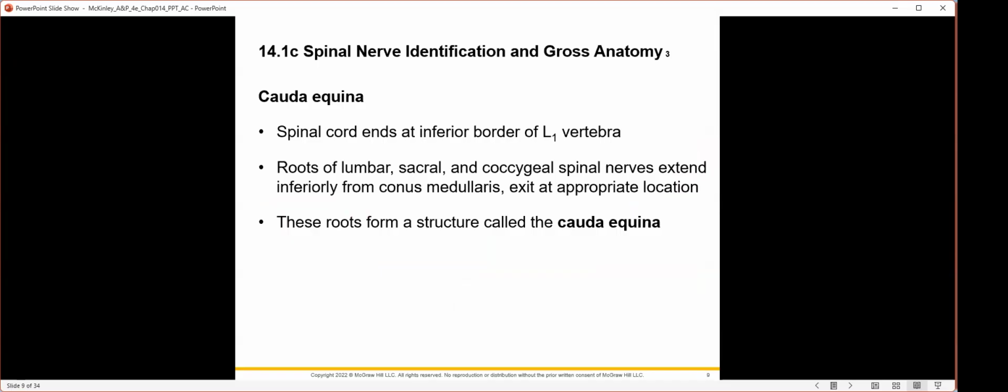Cauda equina is that one structure I mentioned again that is at the bottom. Cauda equina means horsetail, and it kind of looks like a horsetail of nerves basically coming out of the bottom of the spinal cord.